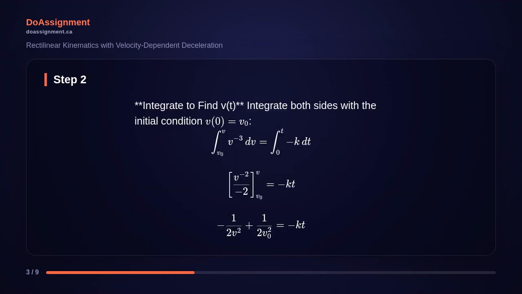We integrate both sides using definite integrals. The left side uses the power rule and gives v to the negative 2 divided by negative 2, evaluated from v0 to v. The right side gives negative k times t. After applying the limits, we obtain negative 1 over 2 v squared plus 1 over 2 v0 squared equals negative kt.